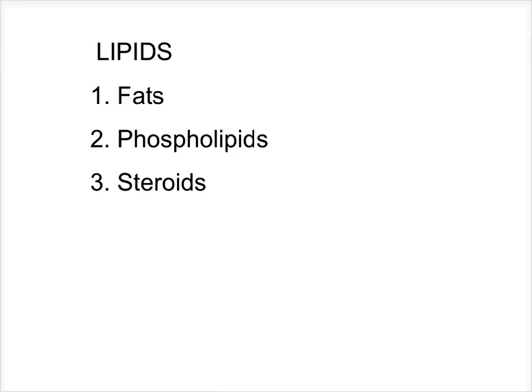Biological molecules, lipids. There are three different classes of lipids. This is the only group of biological molecules that do not consist of monomers that are linked together, and they have three unique structures. We have the fats, phospholipids, and steroids.